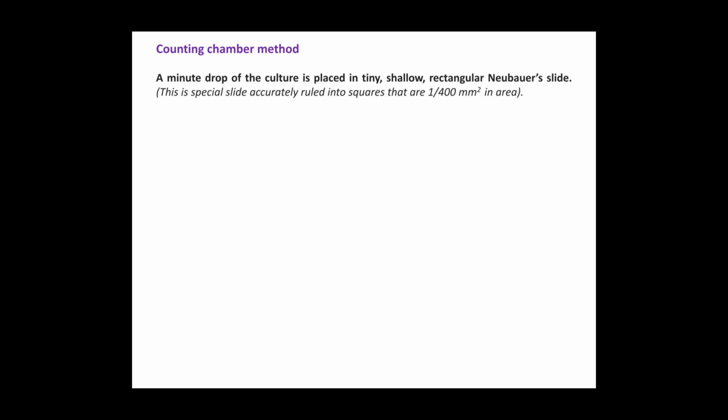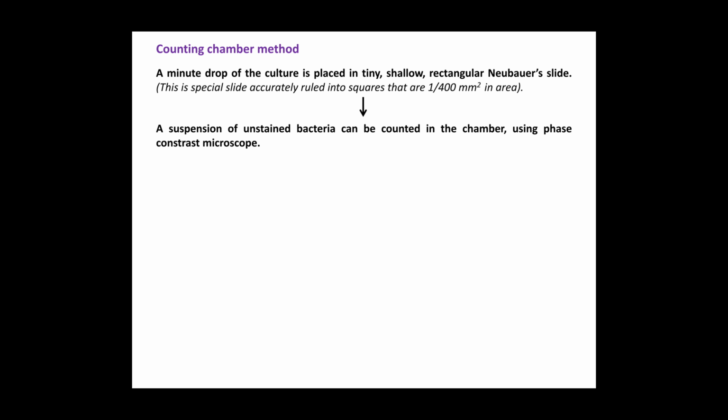The next method is the counting chamber method. A minute drop of the culture is placed in a tiny, shallow, rectangular Neubauer slide. The Neubauer slide is also used for counting WBC or RBC. This is a special slide accurately ruled into squares that are 1 divided by 400 mm square in area. A suspension of unstained bacteria can be counted in the chamber using phase contrast microscopy.